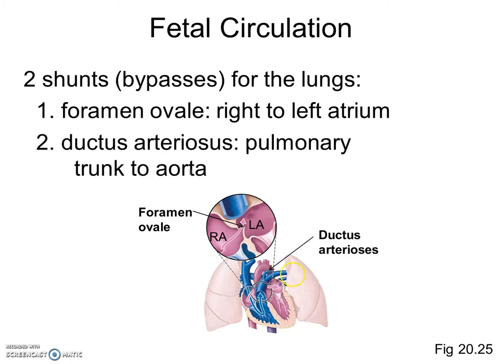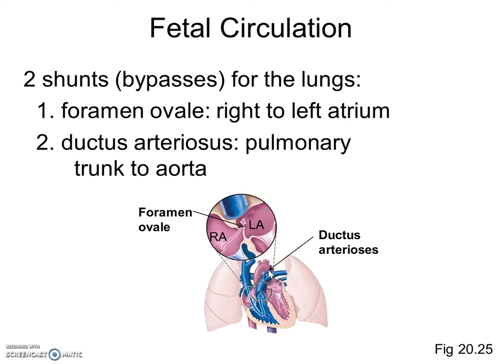Another option is using the structure called the ductus arteriosus. And this is right here, it's a little vessel that goes directly from the pulmonary trunk, which is right here, and then see this little blue vessel right here? It jumps over and directly hooks up with the aorta. So you go from the pulmonary trunk to the aorta.